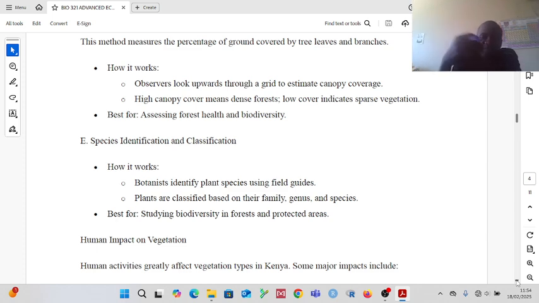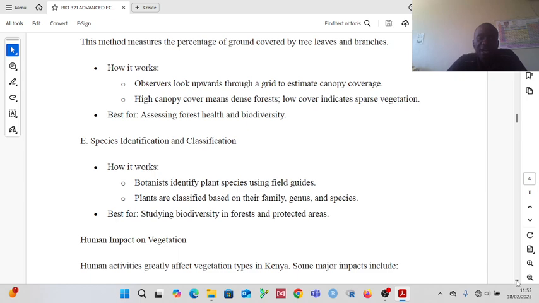So you identify the plants, and to do that, you use field guides. There are books that have been published which will give you guides on how to identify certain plant types. That identification and classification is based on their families, their genus, and the species. So species identification and classification is best suited for studying the biodiversity in forests and other protected areas.